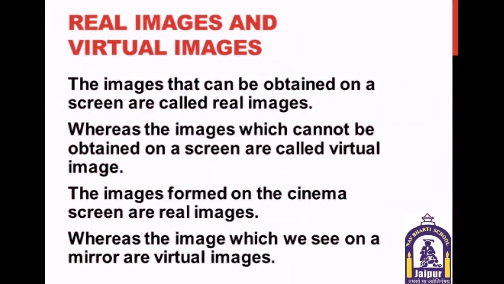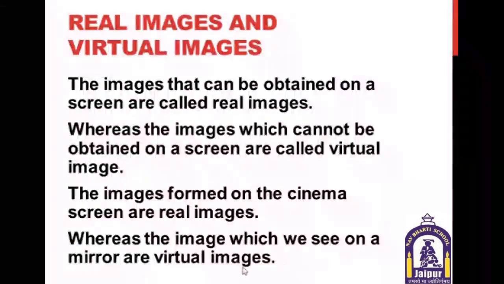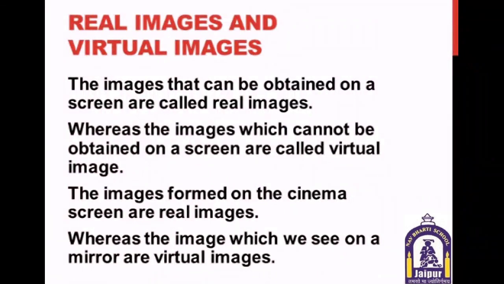An example of a real image is the image formed on cinema screens. You can see the actors over the screen, so their image is a real image. Whereas, when we see ourselves in the mirror, that image is a virtual image. Clear?